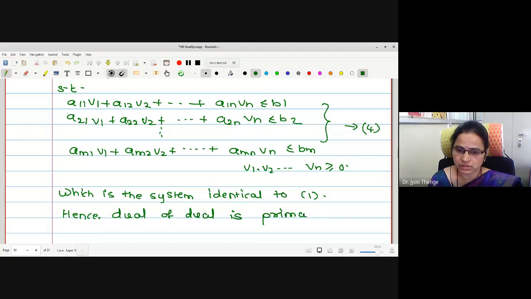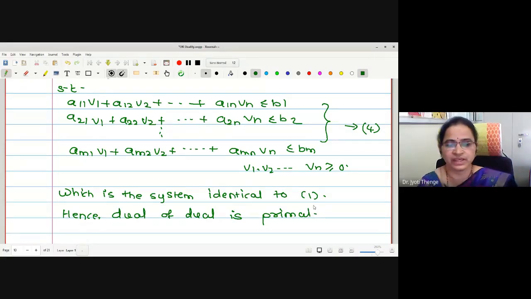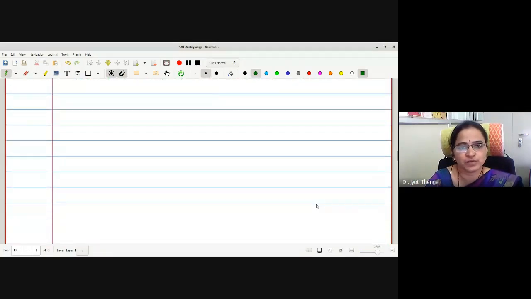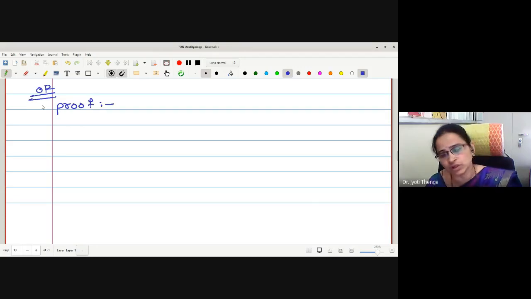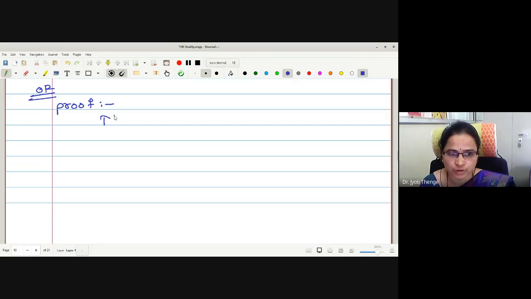Dual of dual is prime. If you have some 5 minutes more, then I can show you this with the help of a shortcut, I can say, using summations. The same proof. Instead of writing all the equations separately, we will use a summation form.